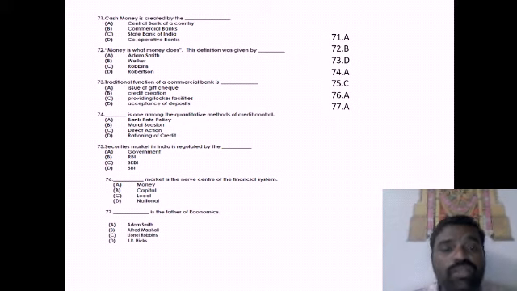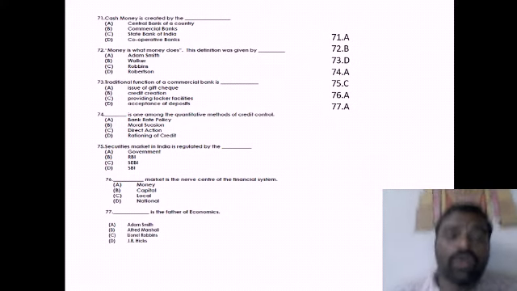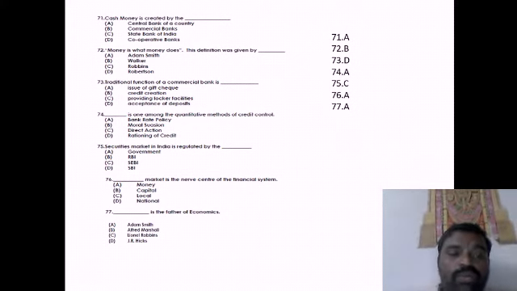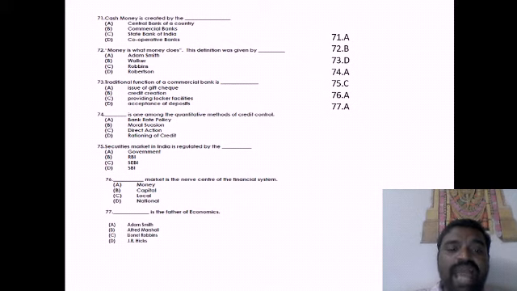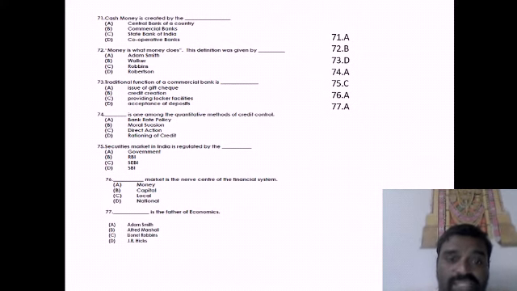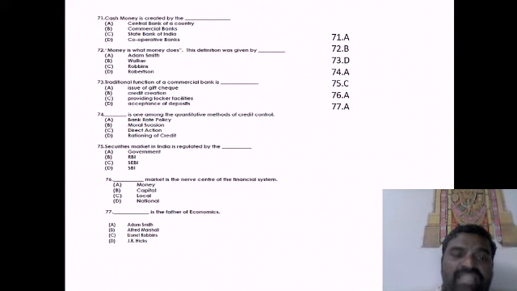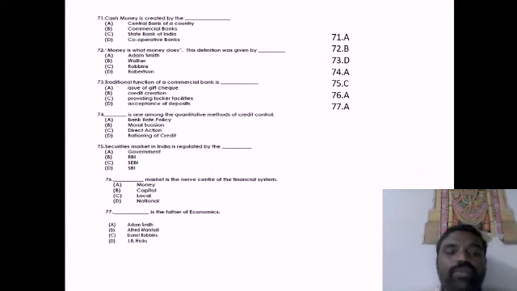And next one, dash is one among the quantitative methods of credit control. See, last time we have seen what is qualitative and quantitative. Here the quantitative measure is bank rate policy. This is quantitative. And the other three, moral suasion, direct action, rationing of credit, these are qualitative, right?